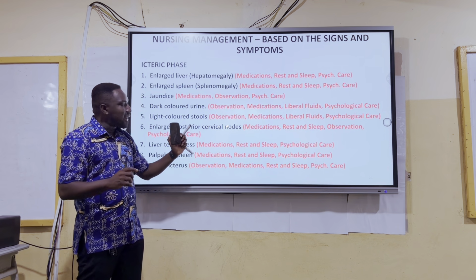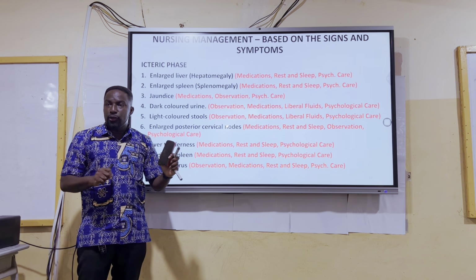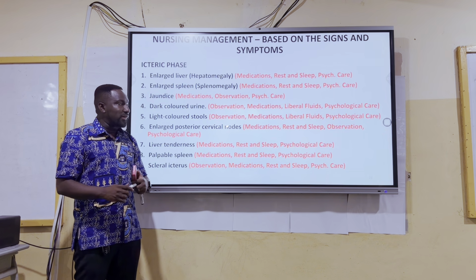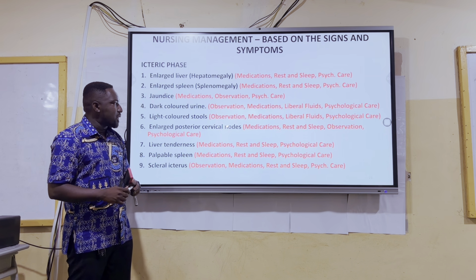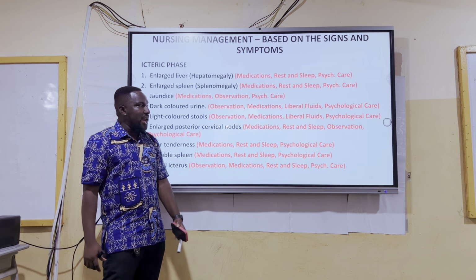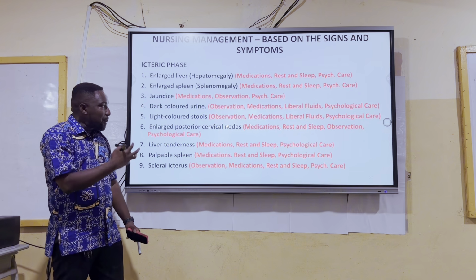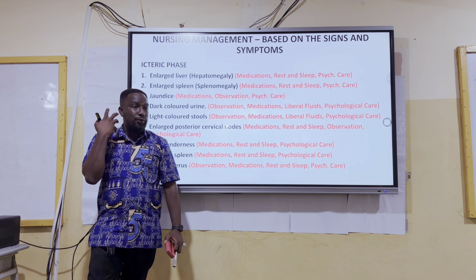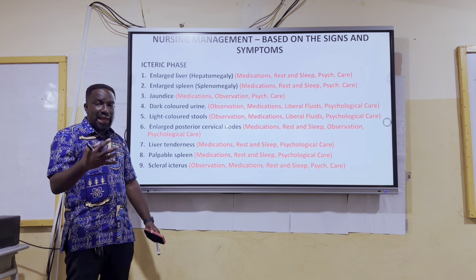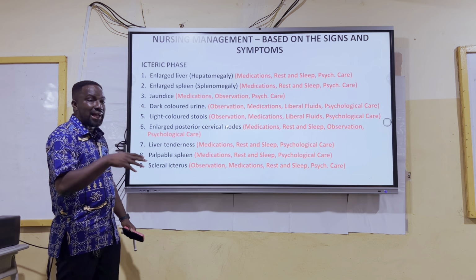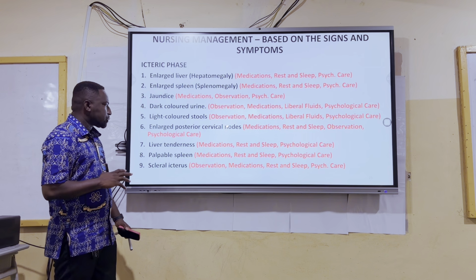So you observe the color, the odor, the amount, and the consistency of the urine and then the stool. Then you report any abnormality to the nurse in charge. And then you also give more liberal fluids, send your medication, and then psychological care. If the patient is worried that the urine color has changed, you need to reassure the patient that with appropriate management, the urine color will be normal.